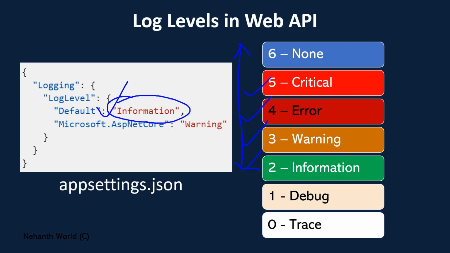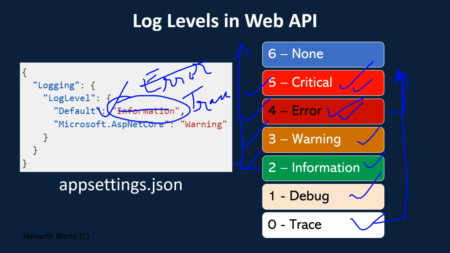If you change this information to error, suppose you have configured the default configuration as error, this time the logger will log from error to higher levels. So it will log error and critical. If your configuration is trace, then your logger starts logging from trace to higher levels. So it will log trace, debug, information, warning, error, and critical. So whatever you configured, the logger will log from that particular level to higher levels. Okay, that's what I wanted to explain before we are testing.